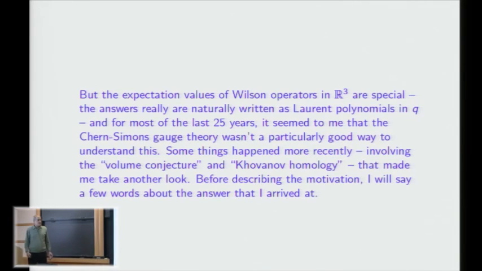And for most of the last, well, I wrote here 25 years, but I think it's, yeah, okay. For most of the last 25 years, I just accepted that that was the answer, that Chern-Simons gauge theory wasn't a good way to explain the special properties of knots in R3. And if you wanted to understand that, you had to make contact with one of the other approaches, like conformal field theory in 2 dimensions. But some things happened more recently that made me take another look. These are two developments of roughly the last decade. One is called the volume conjecture, and the other is Khovanov homology.